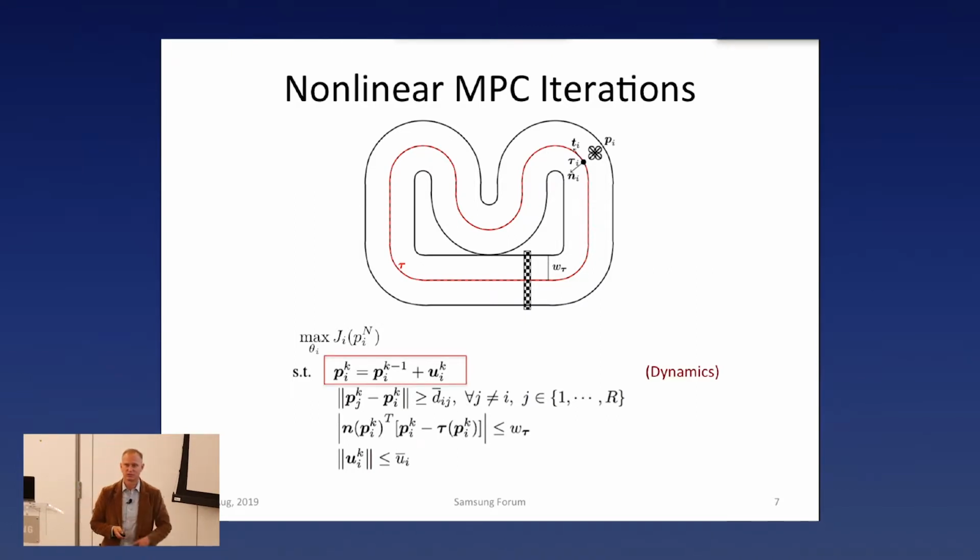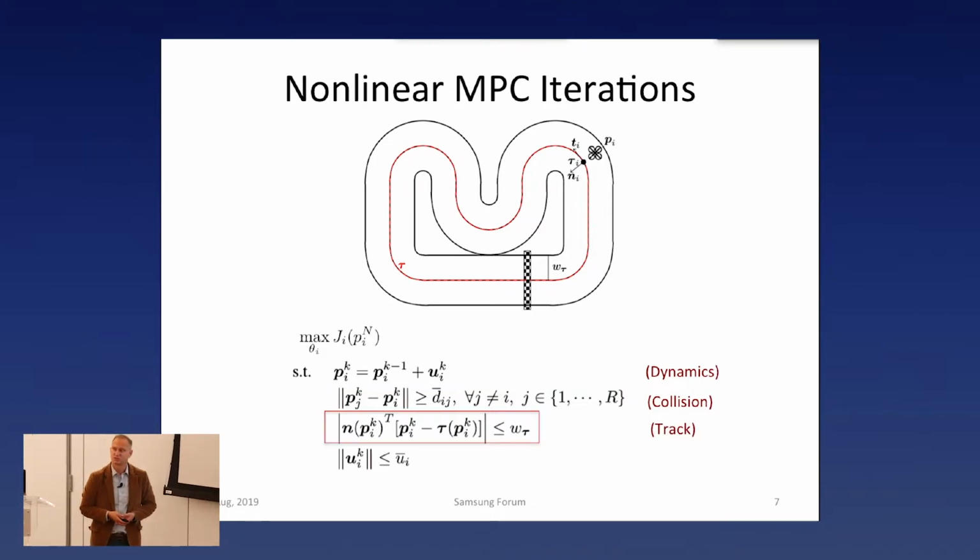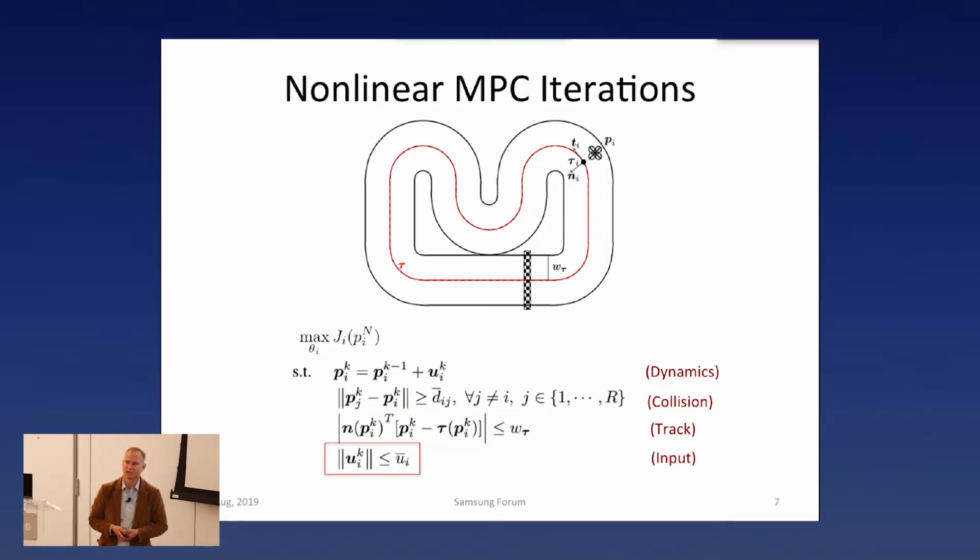Dynamic constraints: I can only move so far in a certain amount of time. Collision constraints: I don't want to hit the other drone. That's game over for both of us if there's a collision. Track constraints: I want to stay on the track. If I don't, that's game over for me. The other guy wins. And input constraints: I can only muster so much force, so much thrust from my rotors. So subject to all these constraints, I want to optimize this objective function. Great. So far we're just in the territory of constrained optimization. It's a classical subject. We know how to solve this problem.